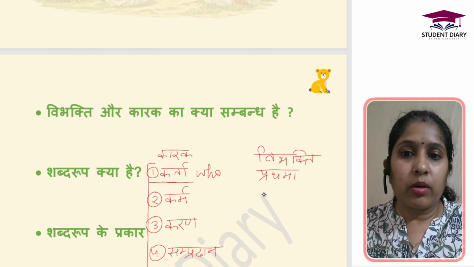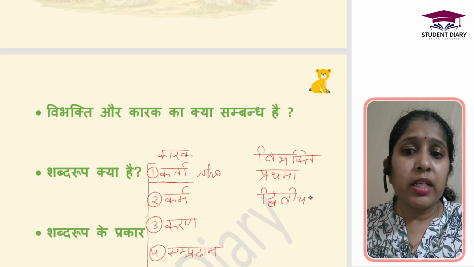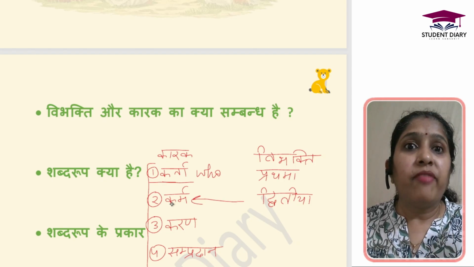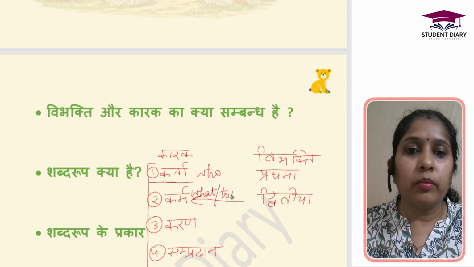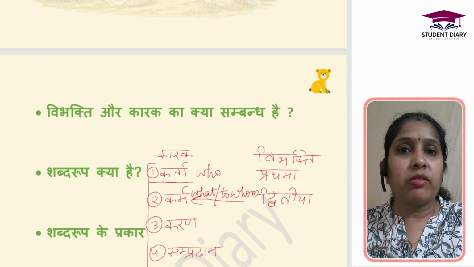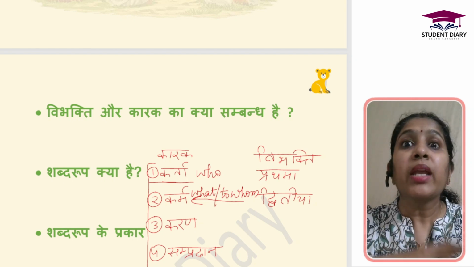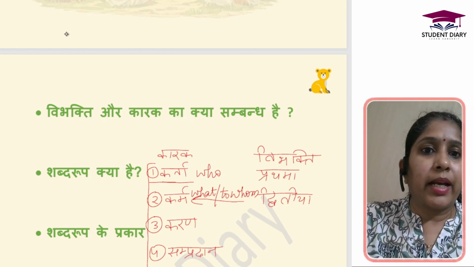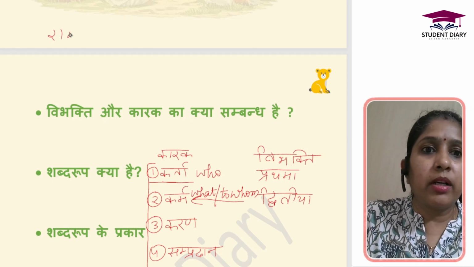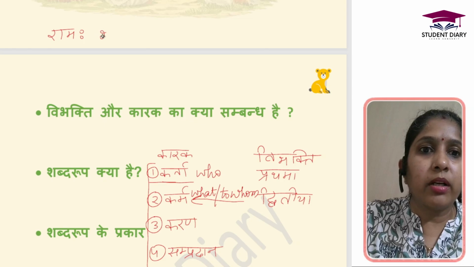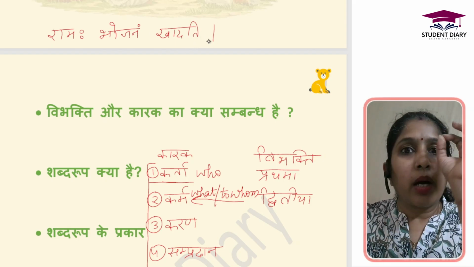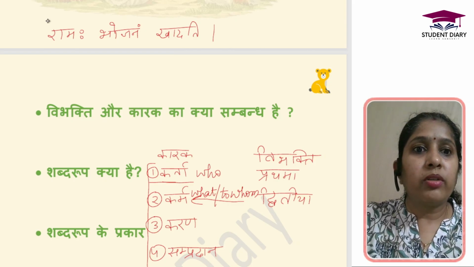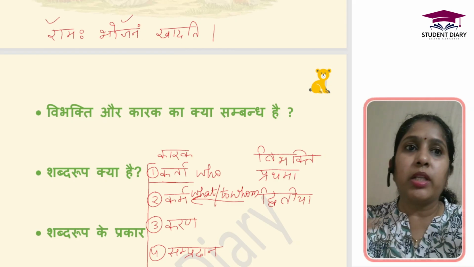Understood? Dvitiya vibhakti now comes. Dvitiya vibhakti gives you the answer for karm, whenever for the verb we are getting an answer for what or to whom, like with transitive verbs. Let's take the example again: Ramaha Bhojanam Khadati. Khadati means eating. Now the verb eating is being completed by which words? Ramaha and Bhojanam, correct? So these two are karak.